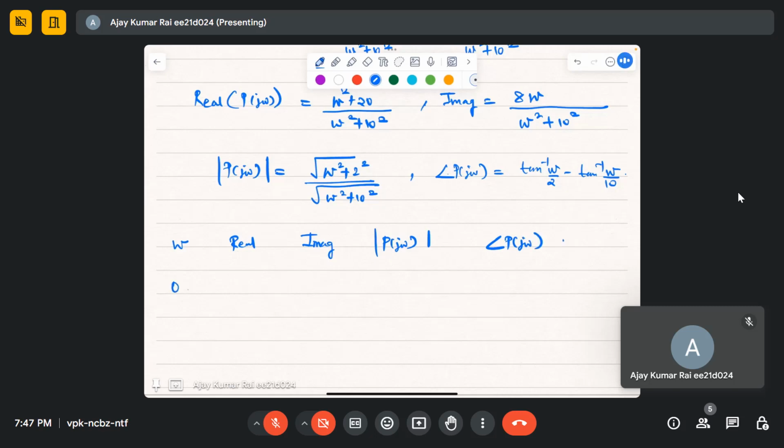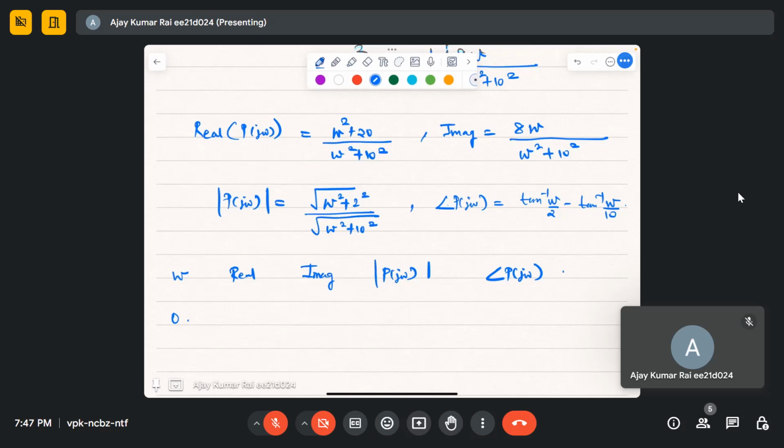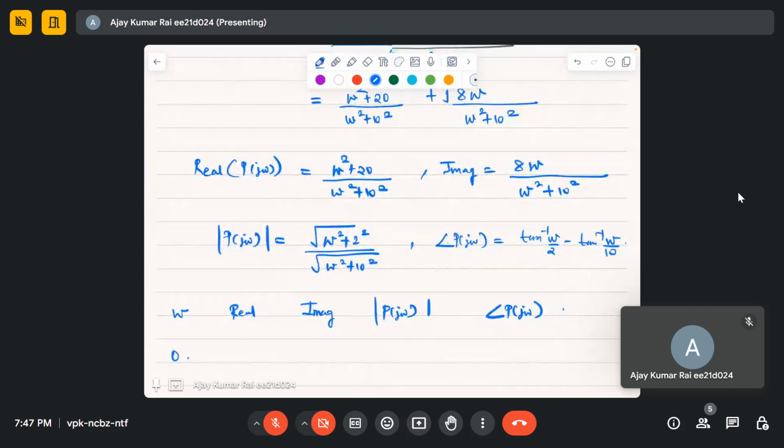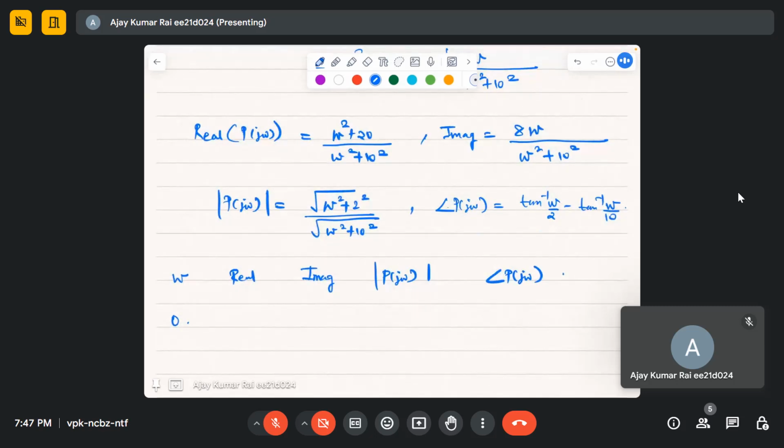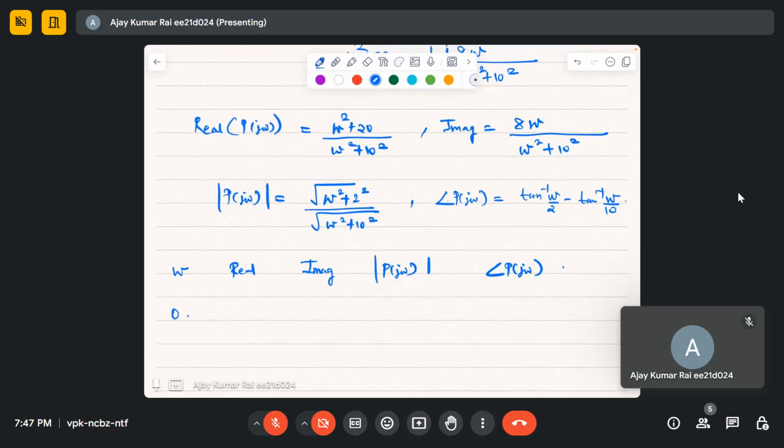So at omega equal to 0, what is the real part? Omega square plus 20 divided by omega square plus 10 square. So omega is equal to 0, you will get 20 by 10 square. So 20 by 100 you will get, so 0.2.